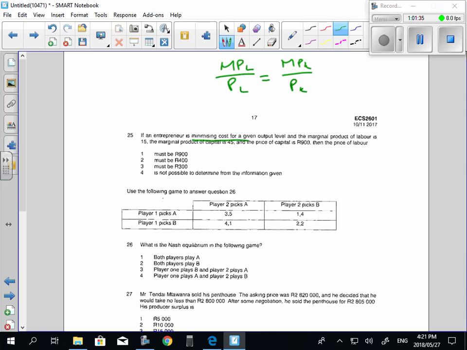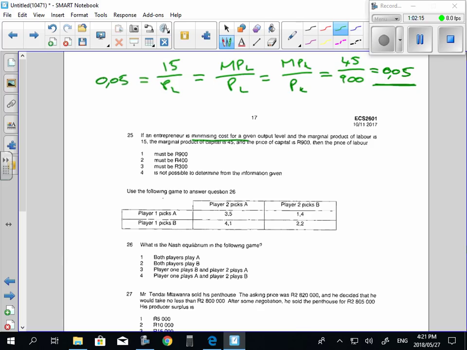So it tells us that the marginal productivity of capital is 45 and the price of capital is 900. So if we had to calculate that, 45 divided by 900 is 0.05. Now, obviously, they haven't given us the price of labor. They're asking us to calculate it, but they told us that the marginal productivity of labor, 15, divided by the price of labor needs to equal the same 0.05.